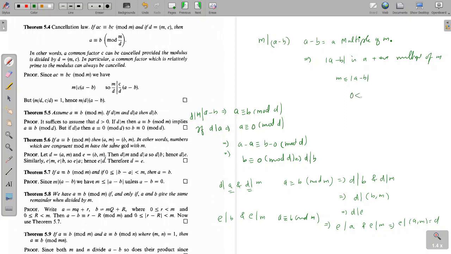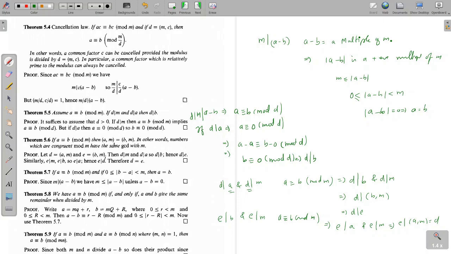So whenever you get mod A minus B strictly less than M, the only non-negative multiple of M is 0. So mod A minus B is 0. Consequently, A equal to B. This is the only possibility. That means the only possible non-negative multiple of M is 0. That is the idea here. So you can get A equal to B.